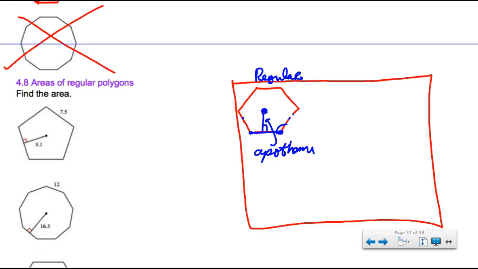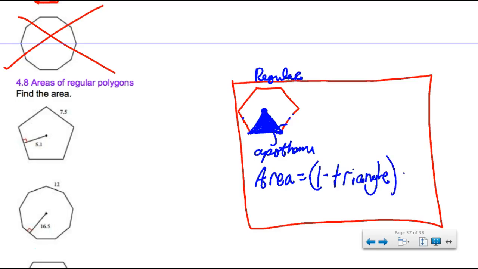And when we're looking for the area of this, it's really all about this triangle. Okay? And you'll notice that if I could get the area of this one triangle, so I'm going to have you write this down. The area of that polygon is going to be the area of one triangle. And again, I like to write it with words instead of with formulas because you're not going to remember the formulas. The area of one of the triangles times however many you have.